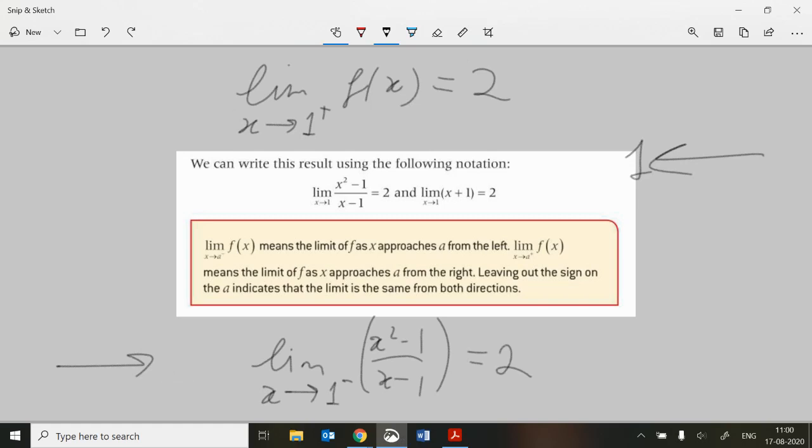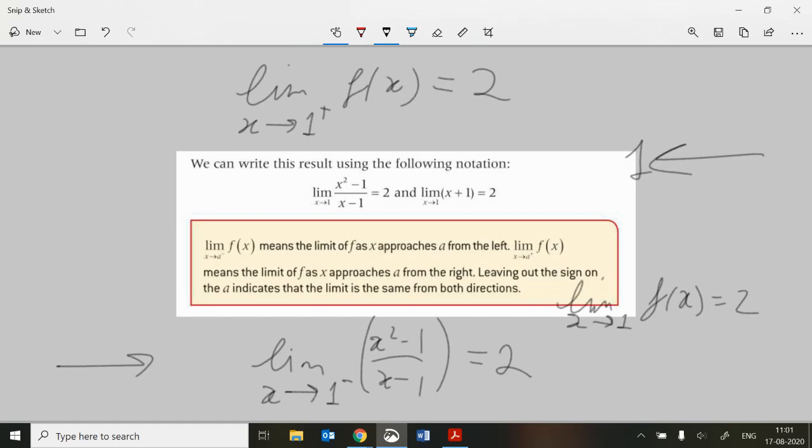Hang on a second, that might be a point which is taken later. It says from the left, and this means this approaches from the right. And leaving out the sign indicates that the limit is the same from both directions. Yeah. So this is just saying that as well, that the limit exists. And so therefore, the limit when x tends to 1 from either side of this function is equal to 2. So there is a limit which exists.